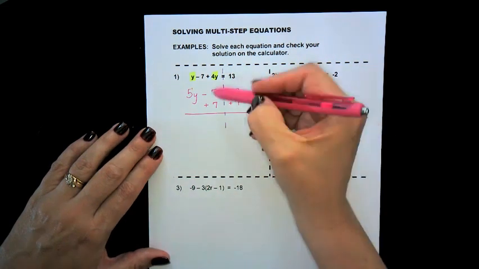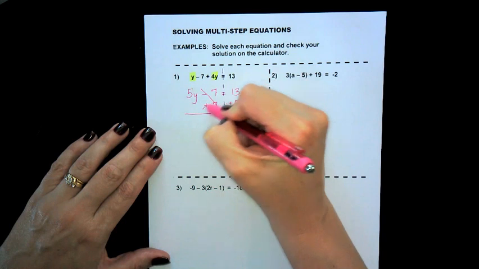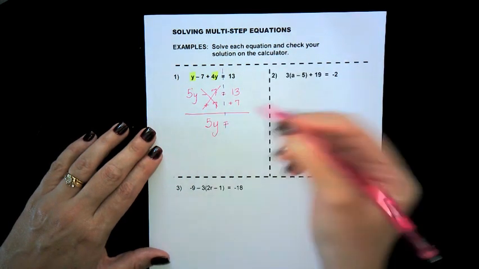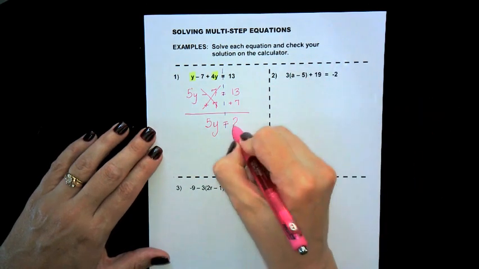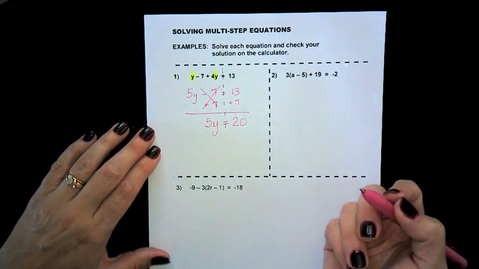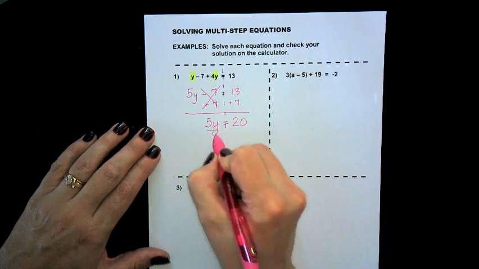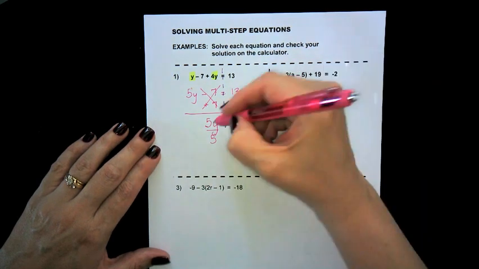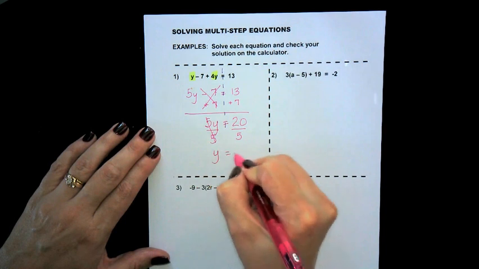Now, the reason I did that is because subtracting 7 and then adding 7 cancel each other out, and we're left with 5y equals, and then we have 13 plus 7, which is 20. And now we can ask ourselves what's happening to the variable. It's being multiplied by 5. So we're going to do the opposite of multiplying by 5. The opposite is to divide by 5. And multiplying by 5, dividing by 5 cancel each other out, giving us y equals 4.